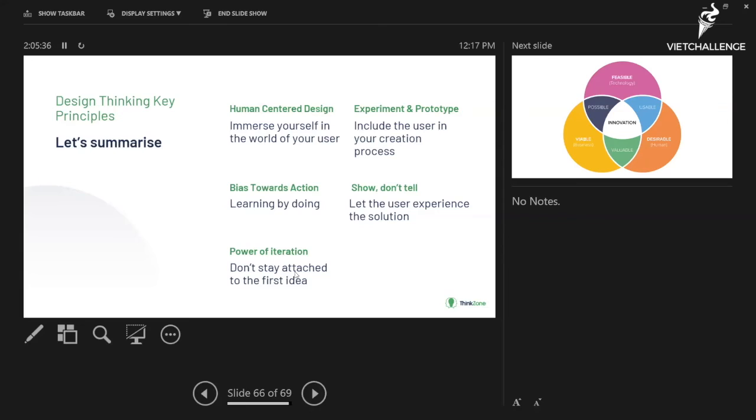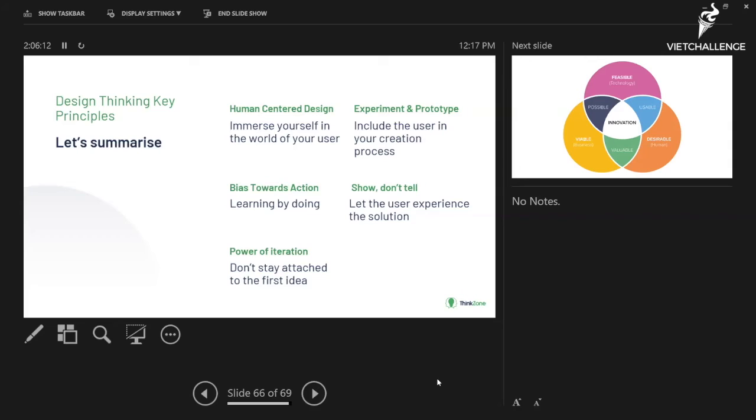Don't stay attached to the first idea. Really try to be like a scientist, asking questions and validating different assumptions. A lot of entrepreneurs build a solution first and then try to test it, and they fall in love with their solution. They're not so open to change it anymore. But if you do quick iterations from the beginning, you become more flexible and more adaptable, and it's easier for you to change your solution based on feedback from your customer.